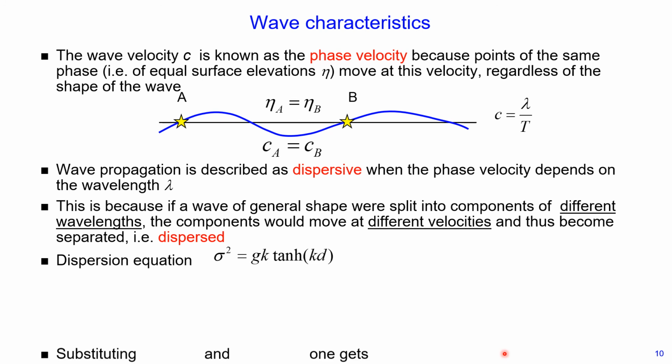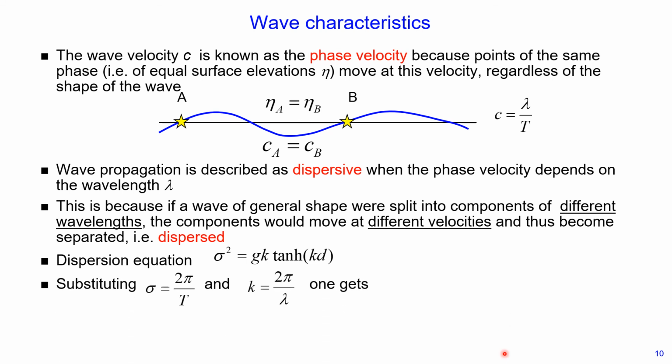If instead of wave circular frequency we use 2 pi divided by wave period, and instead of wave number we use 2 pi divided by lambda, we will get an equation for wavelength, as shown on this slide. So wavelength would be equal to gravity multiplied by wave period to the power 2 divided by 2 pi, multiplied by hyperbolic tangent, and under the hyperbolic tangent we have 2 pi d divided by lambda.